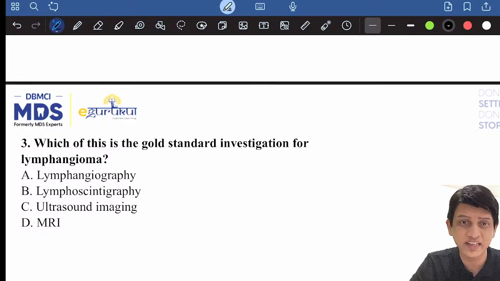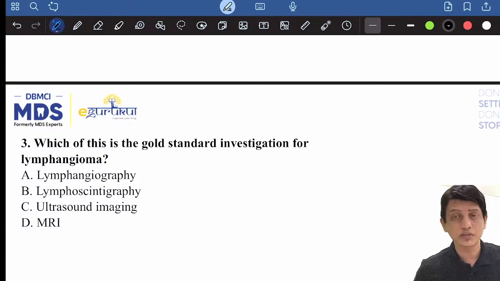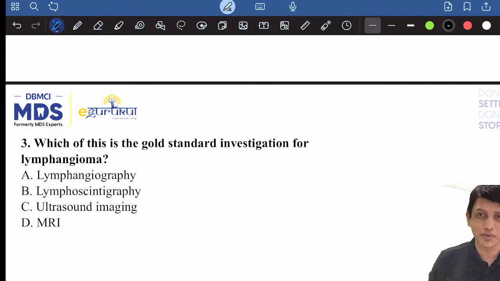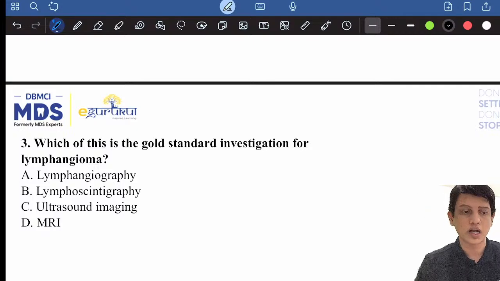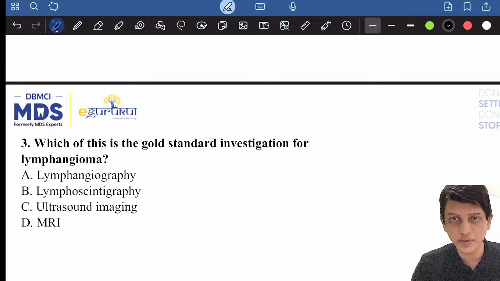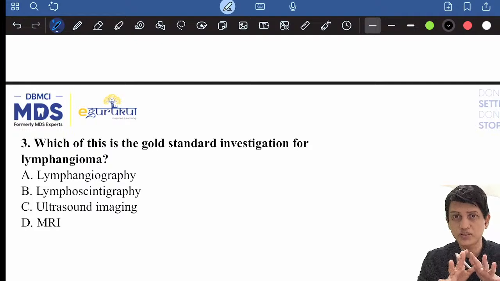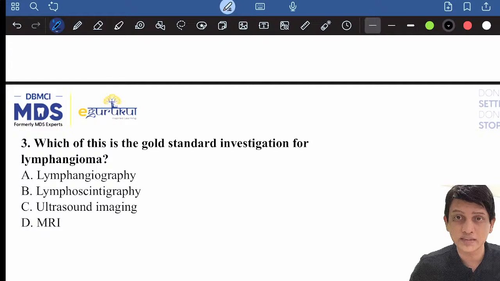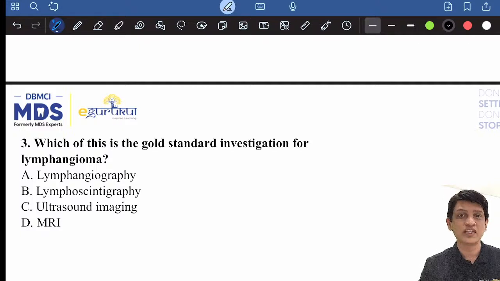So lymphangioscintigraphy is the gold standard, but we don't commonly do this. But after ruling out all other possibilities of lymphedema or lymphangioma, to confirm or to know where exactly the block is, or whether the collateral channels are there or not, to delineate all this minute information, we may get this lymphoscintigraphy.